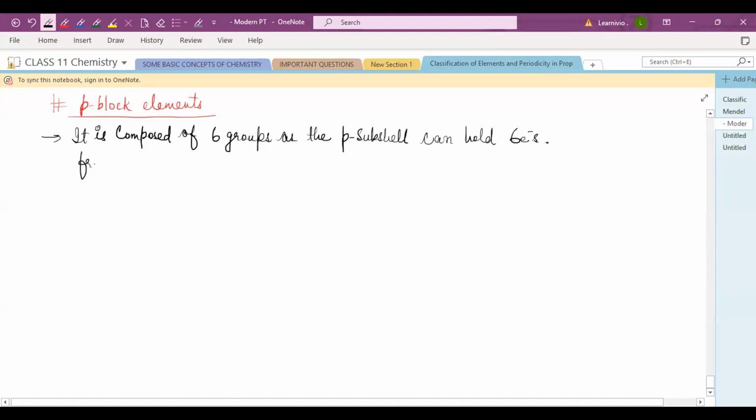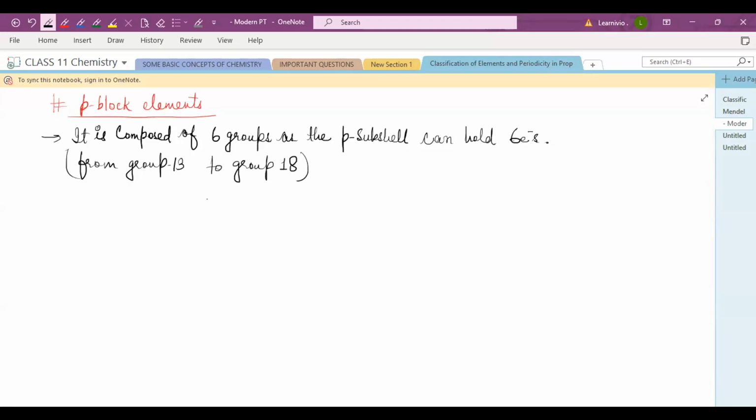It's from group 13 to group 18. Just remember this block includes some metals, non-metals, and metalloids. So the p block has metals, non-metals, and there are some metalloids also.